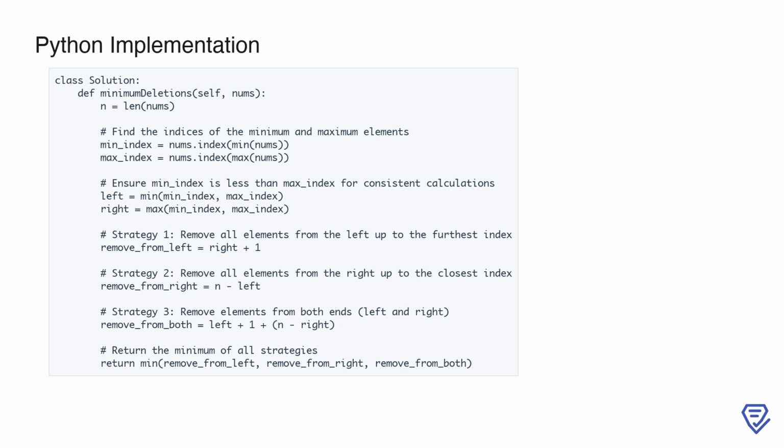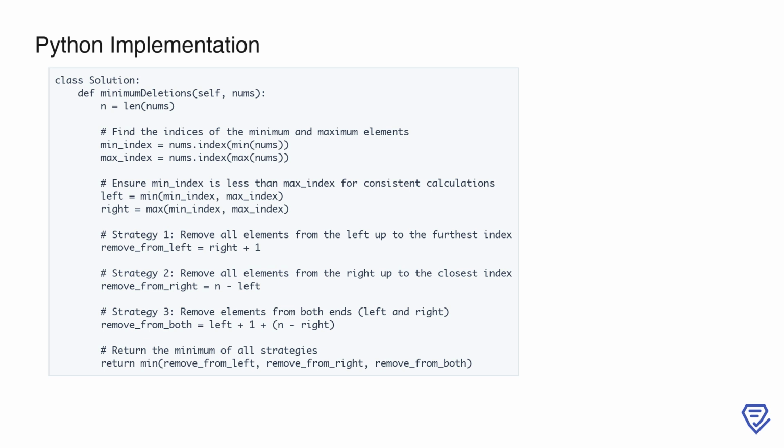Let's walk through the solution step by step. The goal is to find the minimum number of deletions required to remove both the smallest and largest elements from the array. 1. Input size and edge case handling. Since the input array nums always has at least 2 elements, according to problem constraints, we directly proceed with the solution without additional checks. 2. Finding indices of minimum and maximum elements.